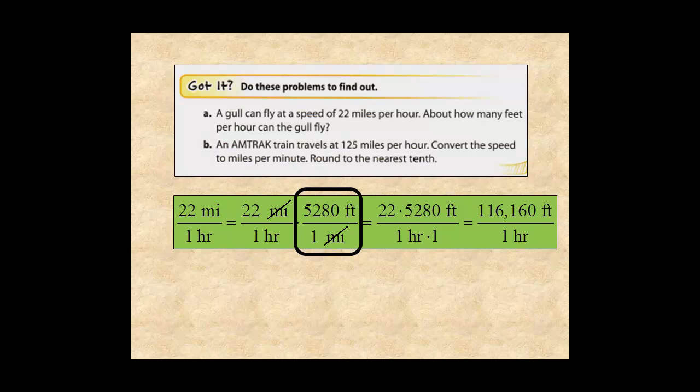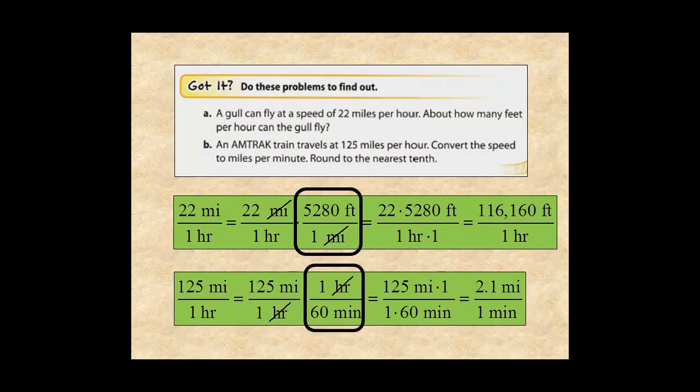Starting with 125 miles per hour, multiply by 1 hour over 60 minutes. Cross-cancel hours for an equivalent rate of about 2.1 miles per minute.